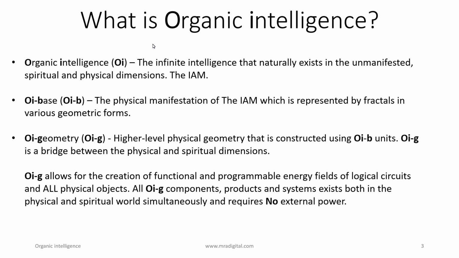Then we have what's called organic geometry. Organic geometry is what we do when we build things from the base, from those fractals. The fractals, you could think of them like transistors. And when you take transistors and put them together in various configurations, you can create all sorts of things. Like as we see today, there are many different types of technologies created using transistors. Well, with organic intelligence, when you put the base units together into certain geometric models or patterns, you create what's called organic geometry. And the geometry serves as a bridge between the physical world and the spiritual world. That's really the only purpose of the geometry.